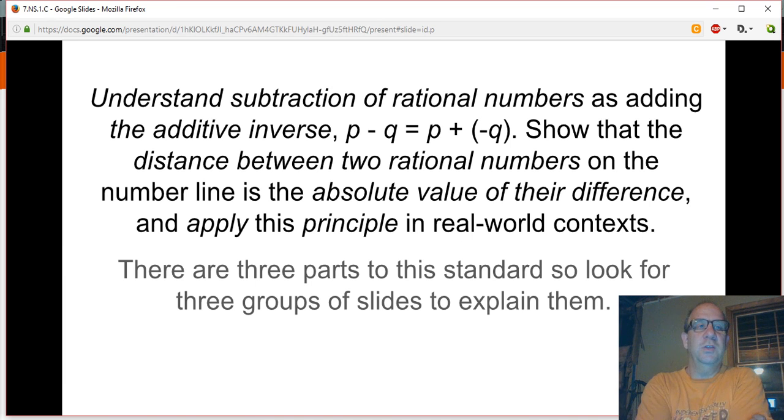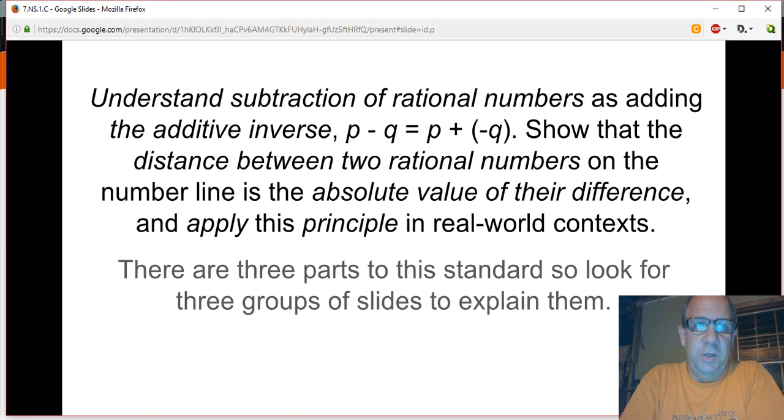I'm going over standard 7.NS.1.C, the fourth video, the third substandard of number systems standard number one. This one's another long one in three parts, so let's go through one part at a time.